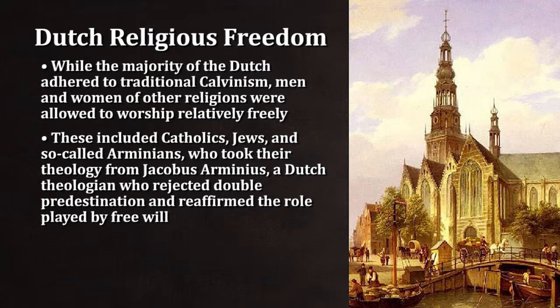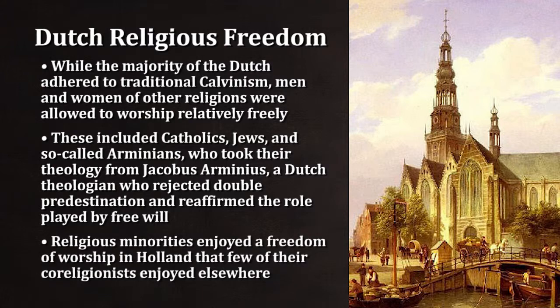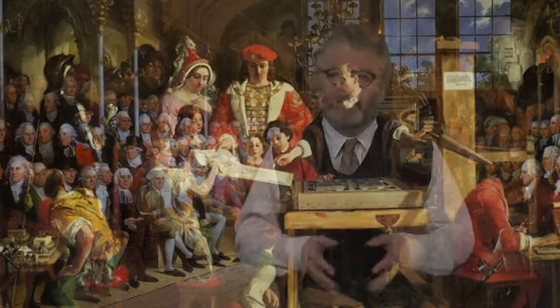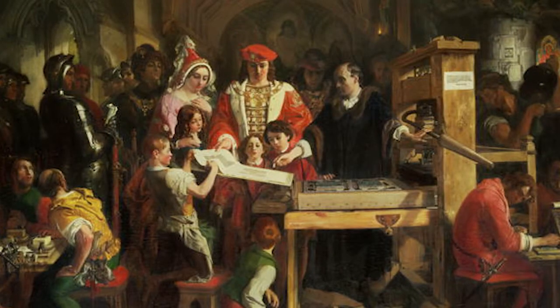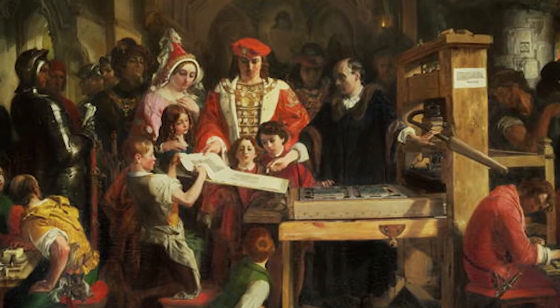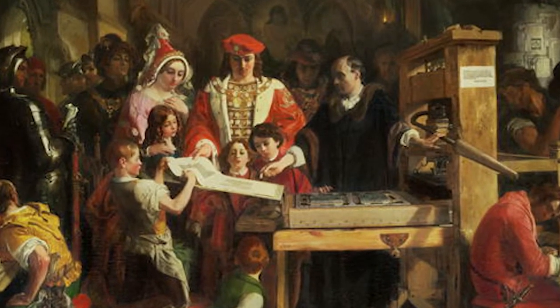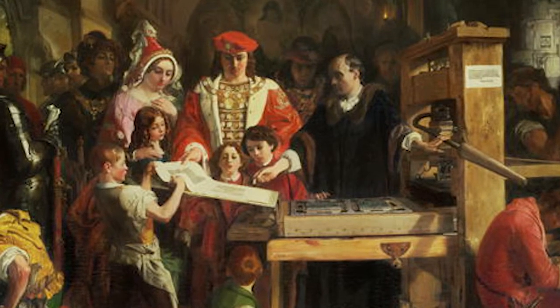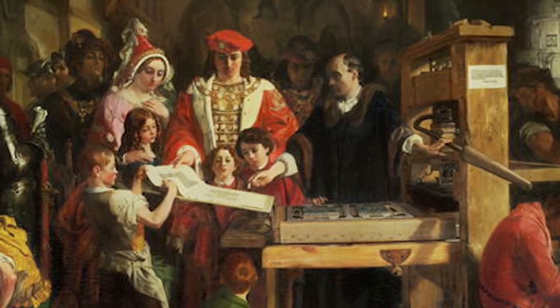While religious minorities did not always enjoy the same rights as Calvinists, they enjoyed a freedom of worship in Holland that few of their co-religionists enjoyed elsewhere. Now, this climate of tolerance also nurtured the growth of publishing. At a time when books were being proscribed throughout Europe, Dutch authorities allowed books about religion, science, and philosophy to be printed that would have been banned in other jurisdictions.